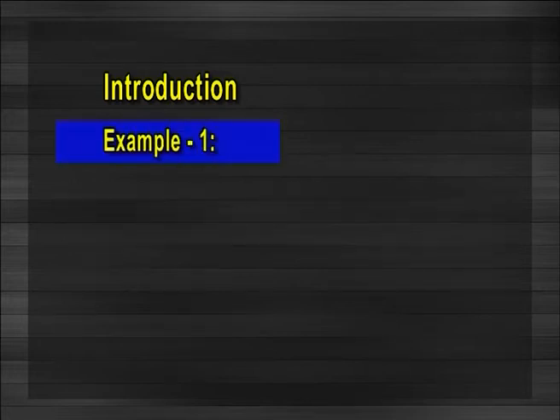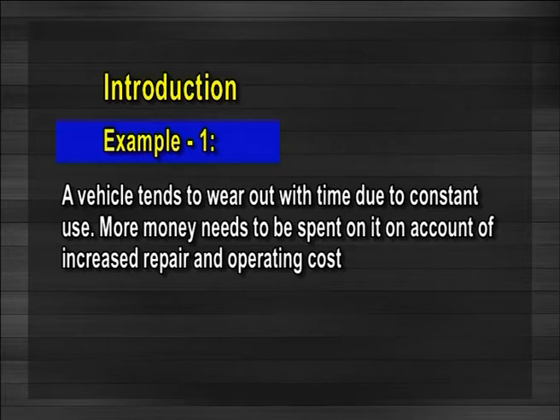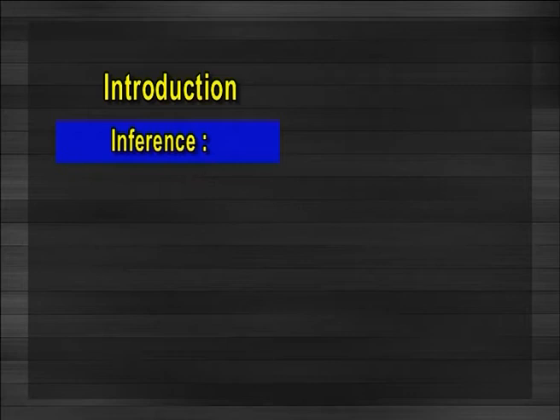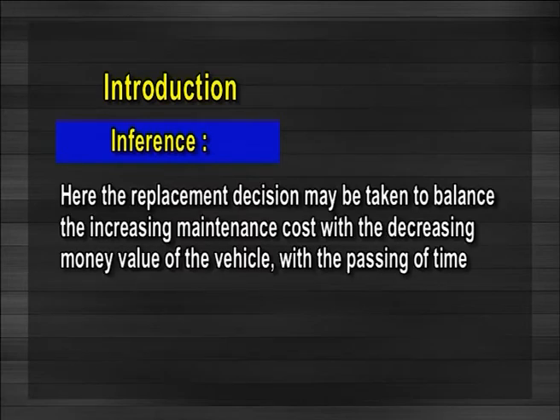Example 1. A vehicle tends to wear out with time due to constant use. More money needs to be spent on it on account of increased repair and operating cost. A stage comes when it becomes uneconomical to maintain the vehicle and it is better to replace it with a new one. Inference: here, the replacement decision may be taken to balance the increasing maintenance cost with the decreasing money value of the vehicle with the passing of time.